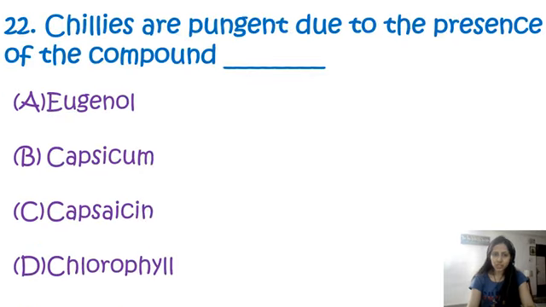Question number 22. Chilies are pungent due to the presence of the compound: eugenol, capsicum, capsaicin or chlorophyllol. So correct option will be option number C, that is capsaicin. Capsaicin is a compound which is responsible for the spicy or pungent sensation experienced when we consume chilies or peppers.